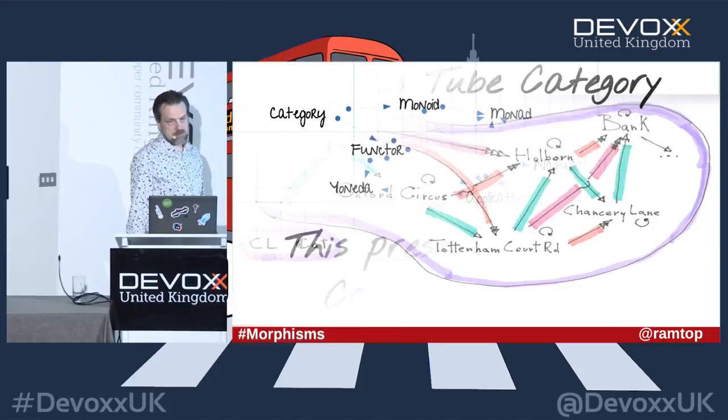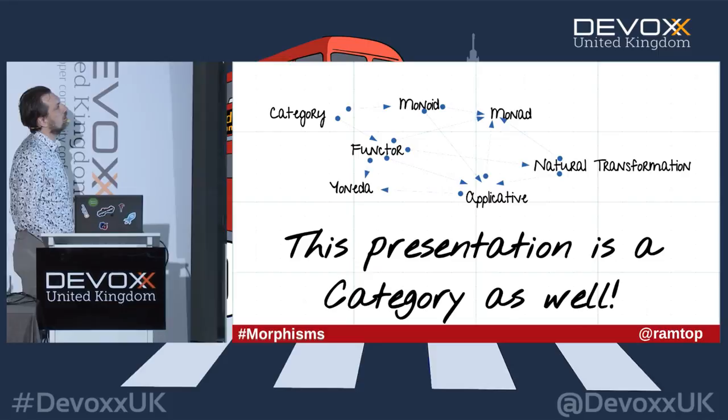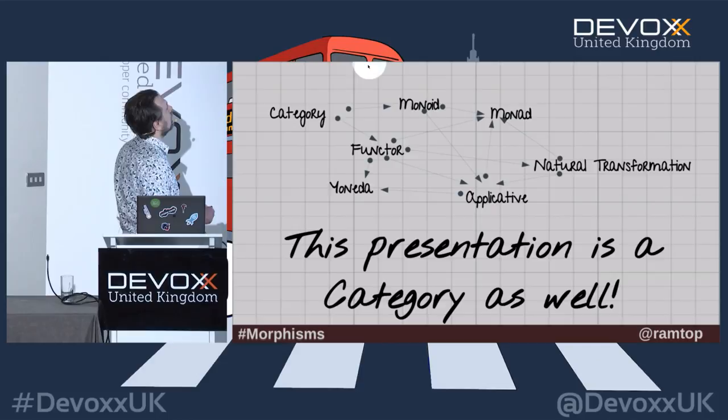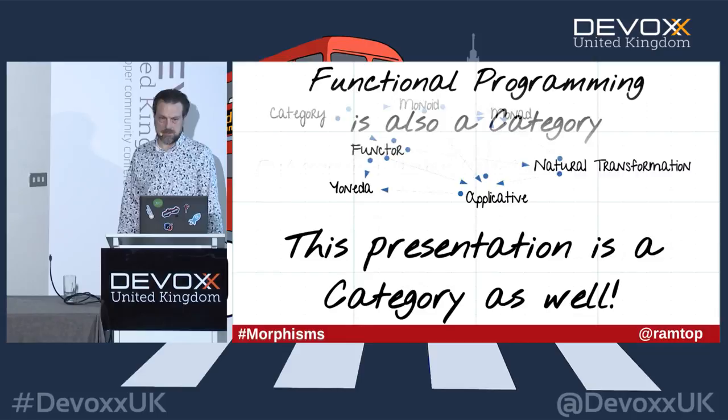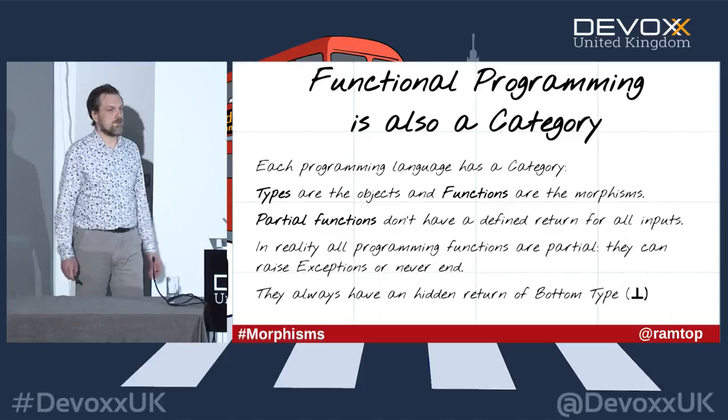This presentation can be a category as well. I mean, we can have these things here be type classes, and we can go from one concept to the other, and then go back. And so category is something quite lightweight. But because it's so lightweight, it's also so powerful, because you can use it for so many things.